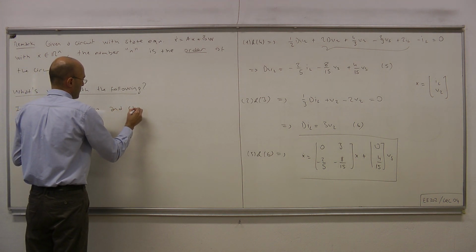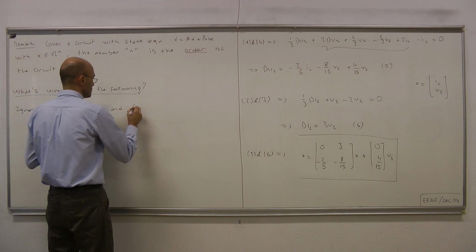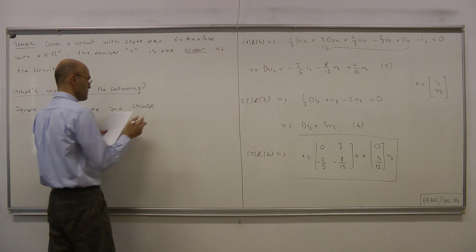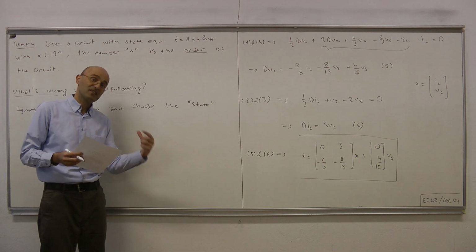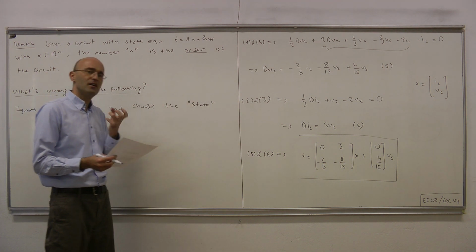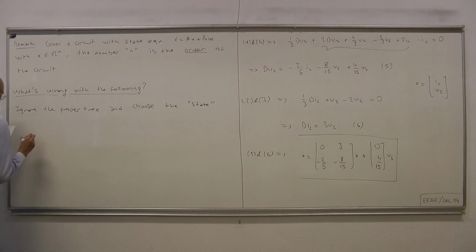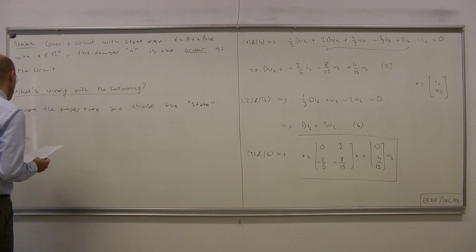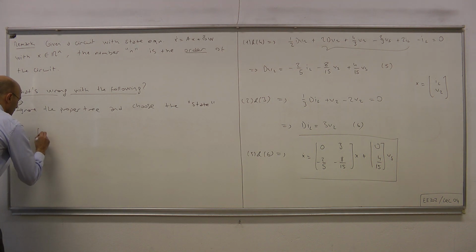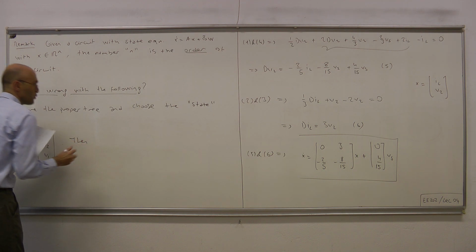And choose the state, okay, in quotation, because it's not really a state, but suppose that we think that we're choosing the state. Let's call it Z, so that it doesn't get mixed up with that X. Z is IL, V2, and also the first capacitor voltage, V1. Okay. Then we can proceed as follows.